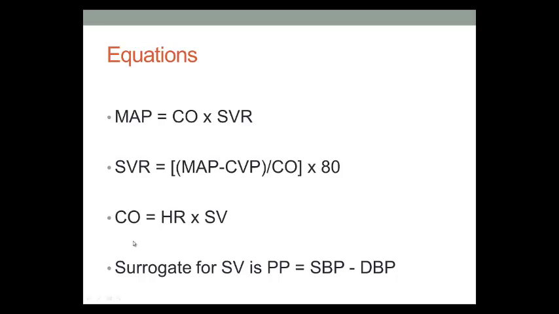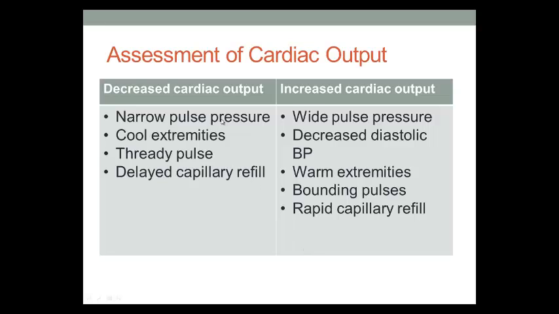And then to try to get an assessment of cardiac output, you can use a surrogate for stroke volume, which is pulse pressure, the difference between your systolic and diastolic. Because of that, we can get an assessment of their cardiac output at the bedside. And Kevin Simpson always likes to talk about this. Narrow pulse pressure, cool extremities, thready pulse, that's going to be decreased cardiac output shock, such as hypovolemic or cardiogenic. And then if they have wide pulse pressure, bounding pulses or warm extremities, that's more likely your increased cardiac output shock, which would be septic shock or distributive shock.